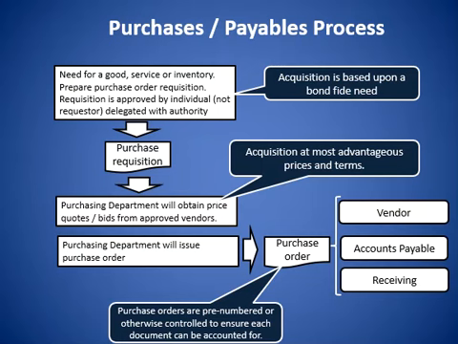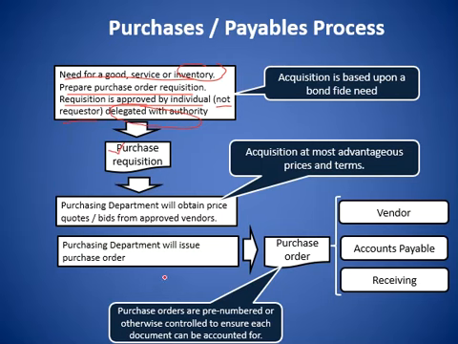Okay, so the first thing is, in order to initiate the purchases and payables process, we have to have a need for a good or service. In this case, we have a need for inventory. So the individual who's in charge of ordering inventory is going to prepare a purchase requisition for the inventory. The requisition is going to be approved typically by some manager. In other words, it's not going to be approved by the requestor themselves. It's going to be approved by somebody who has been given the authority to approve that within the company's delegation of authority. So the purchase requisition is created.